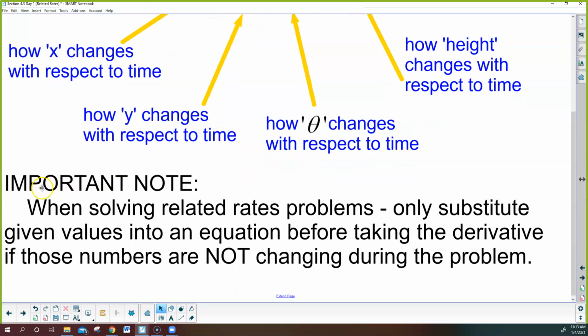Big thing here, important note: when solving related rate problems, only substitute in the given values into an equation before taking the derivative if those numbers are not changing. You don't need to write that because we'll show you that as we go through these things.